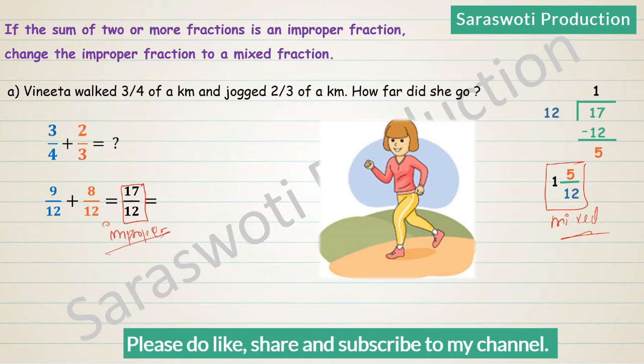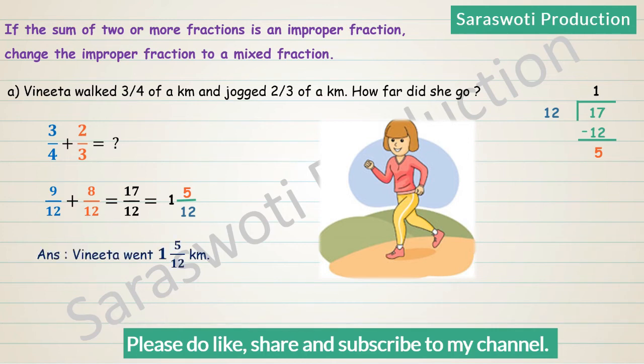I could also write this mixed fraction as 1 plus 5 by 12. Mixed basically means a case where you have a numerator greater than the denominator, which means you have more than a whole, isn't it? Whole means 1. Therefore 17 by 12 is equal to 1 5 by 12. Answer: Vinita went 1 5 by 12 kilometers.